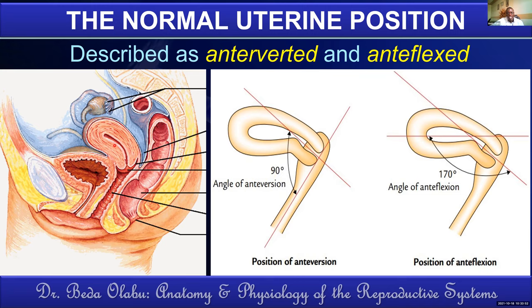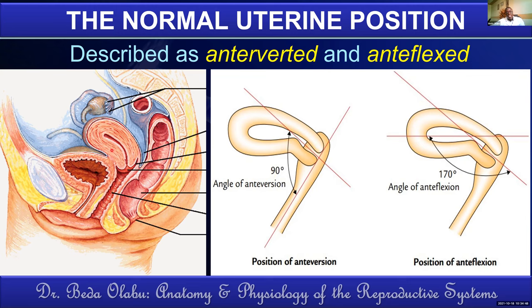If the uterus was not going to be tilted forwards on those two angles, then the weight of the uterus will be falling somewhere here. That means that the uterus will be exerting all its weight or most of its weight along the vaginal canal. That uterus will be at high risk of prolapsing through the vagina because the weight of the uterus will be along the axis of the vagina. So anteversion, anteflexion is advantageous in the sense that it brings the weight of the uterus to be on the urinary bladder. And so that uterus is therefore supported by the urinary bladder, as opposed to it exerting its weight along the vagina.